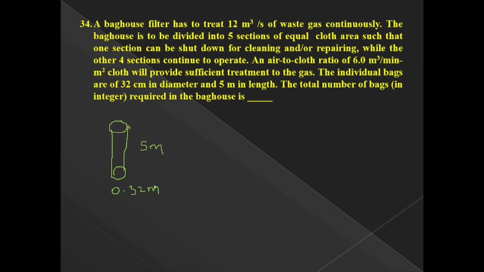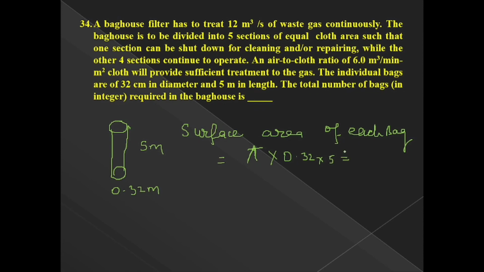In this type of problem we had also discussed. So surface area of each bag initially we have to calculate. Surface area of each bag is equal to 2 pi r, or you can say pi into d. Pi into 0.32 into 5, that is equal to 5.026 meter square.